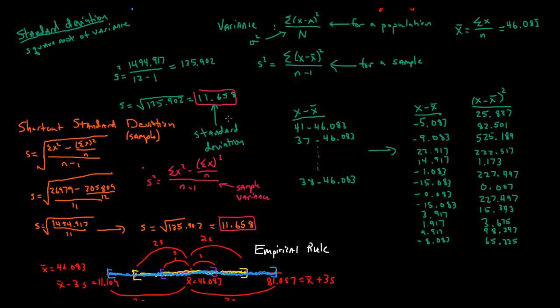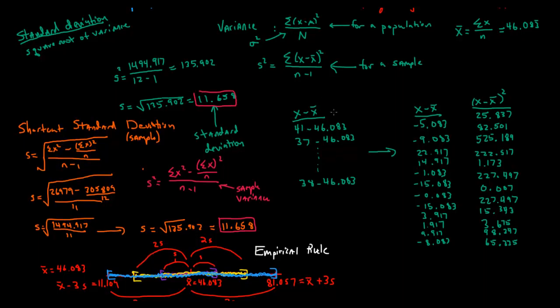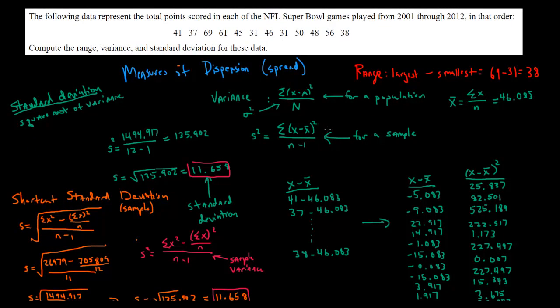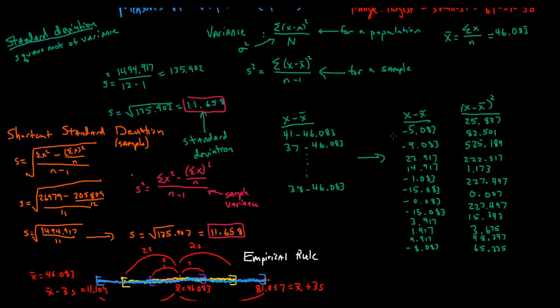Just to recap, we found the variance and standard deviation by the definition, using this definition here. That's the formal definition of variance, and that's the way most books are going to teach you how to do it. But our book is kind of cool, and it gives you just the shortcut formula. We verified that both these answers matched up, and then we did some explaining with the empirical rule.